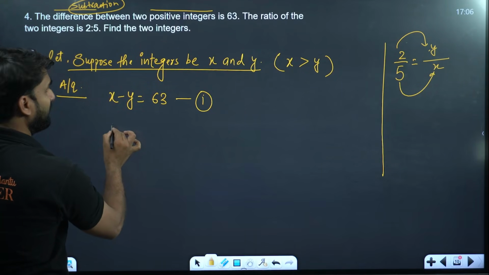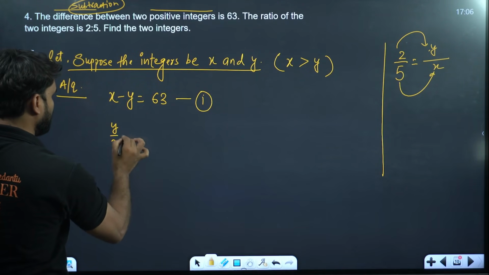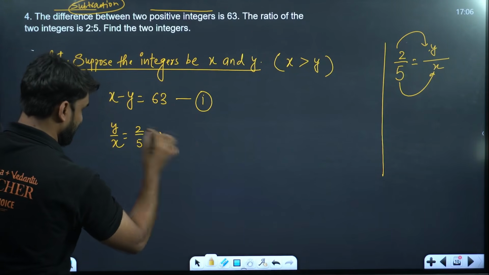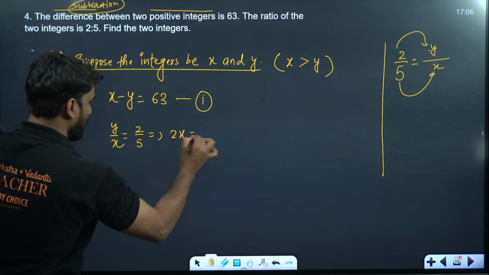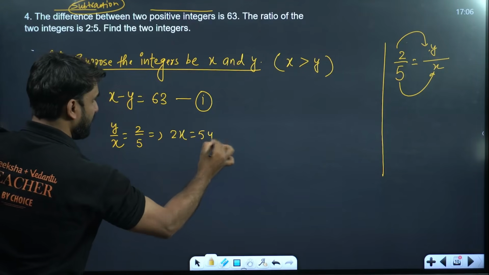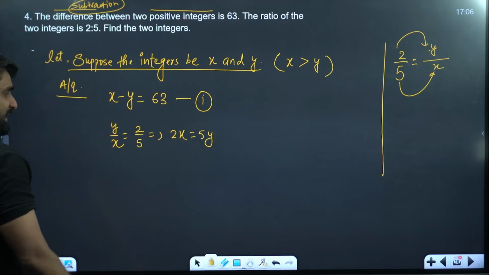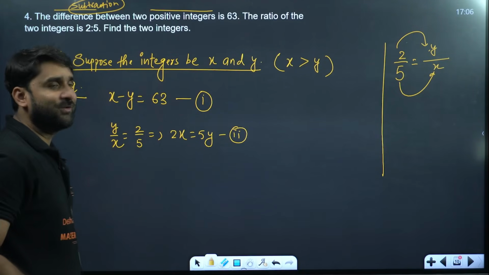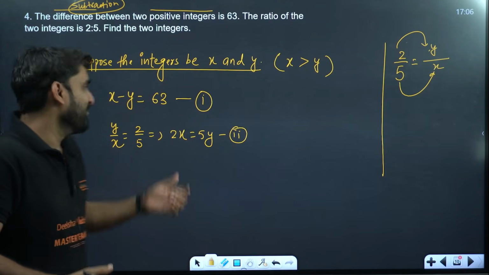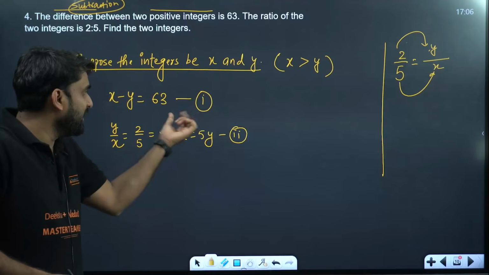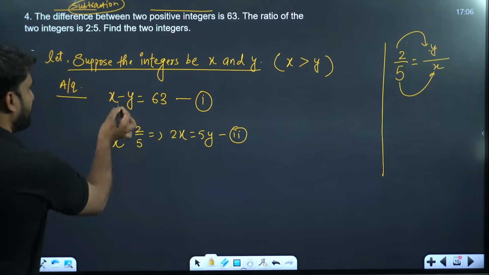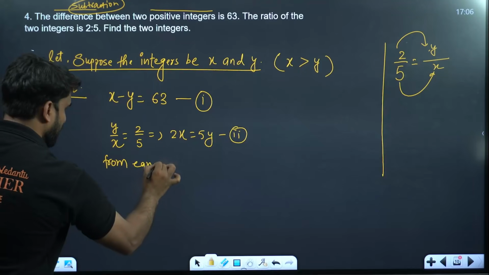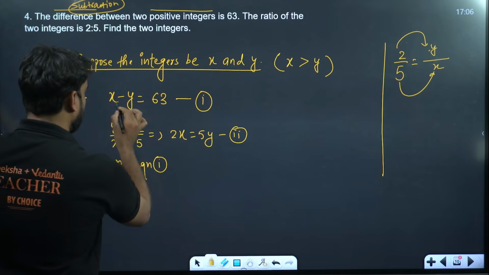So now the second condition is 2:5. We can write here y by x is equal to 2:5. Now doing the cross multiplication will give us 2x is equal to 5y. Right, champions? So this is your second equation. So what you need to do? We have to find out the integers. So we can operate on equation number 1 and equation number 2. So do one thing. From equation number 1, we can find out x.